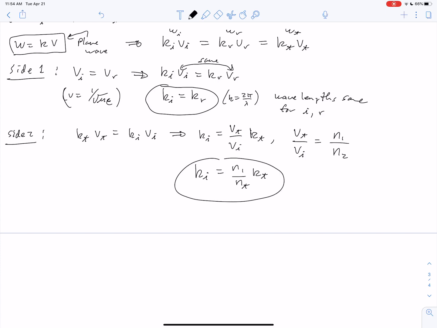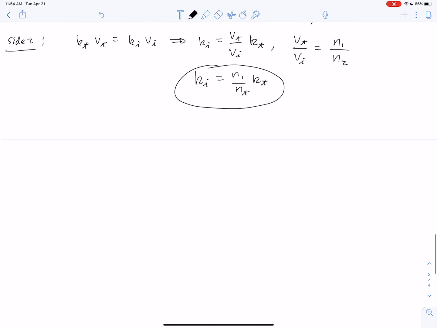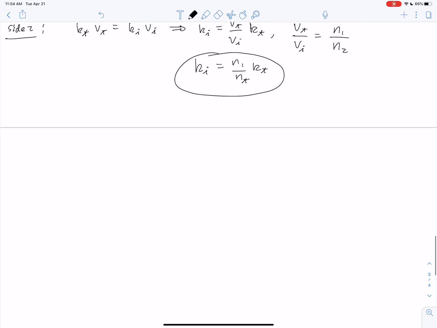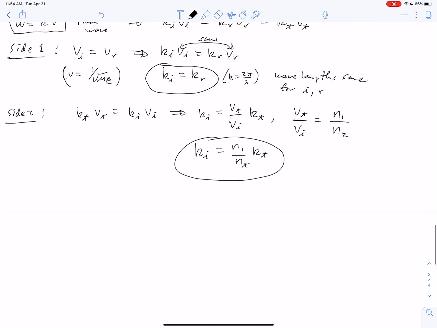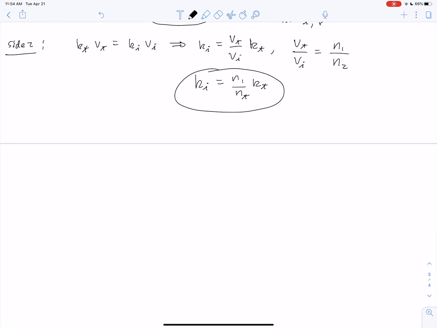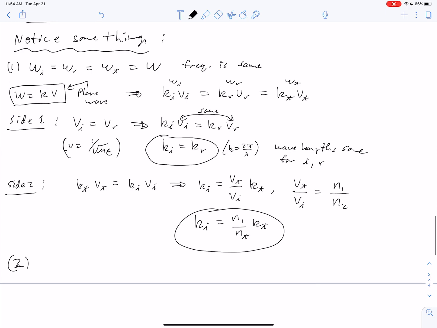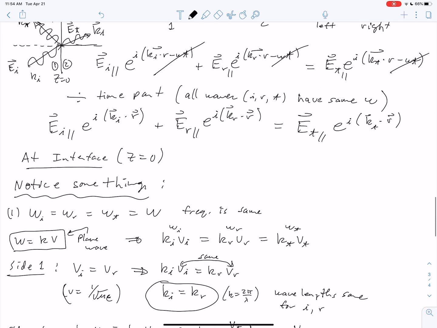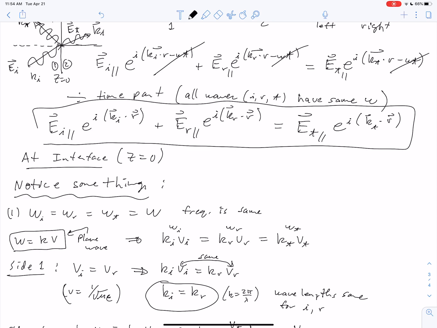Okay, that's going to be useful a little bit later on. It's a simple relationship, and that's the first thing we notice, which just comes from the frequencies being the same. That's kind of cool. But now let's notice something else. Number 2, this is the second thing we notice. Remember, this is all coming from this important equation, where we get a lot of information: the boundary matching at the interface.